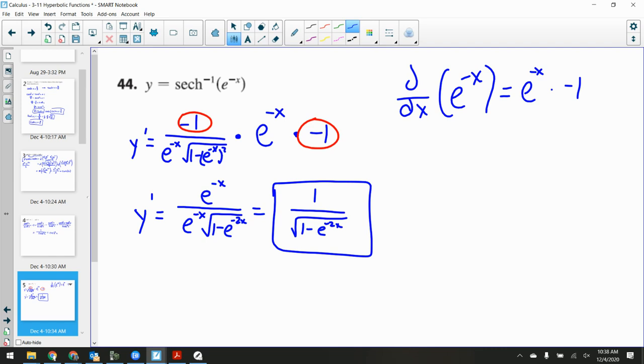Okay. Other questions? The negative 1 came from the chain rule applied to e to the negative x. The derivative of e to the x is just e to the x, so we take the derivative there, it's just the same thing. And then if I take the derivative of negative x, it's negative 1. So we multiply by the negative 1 out of here.